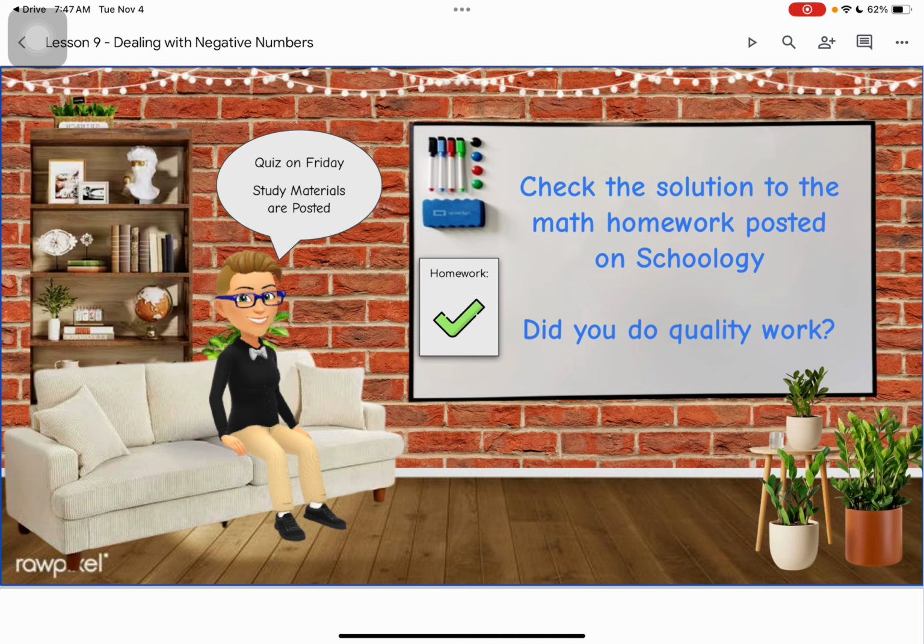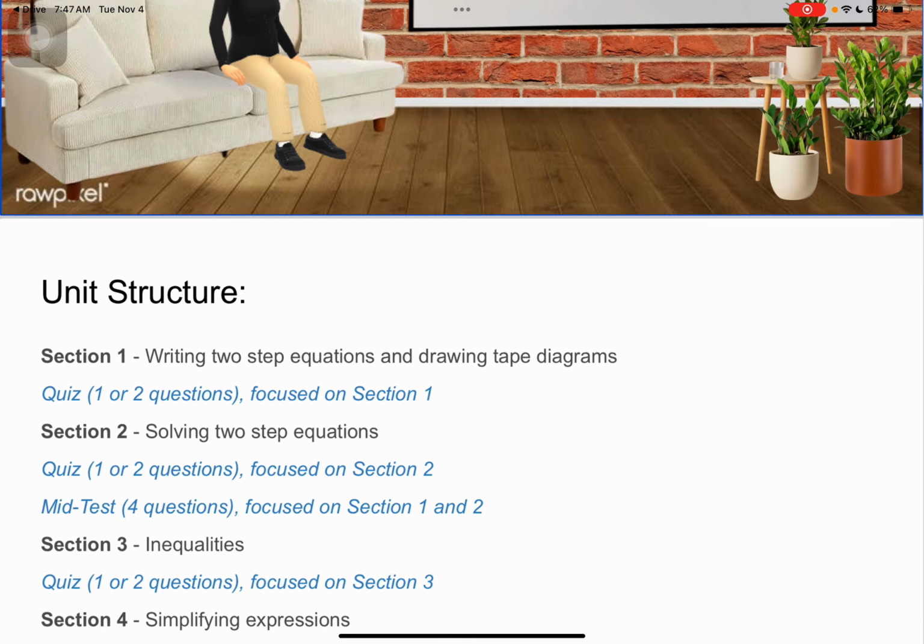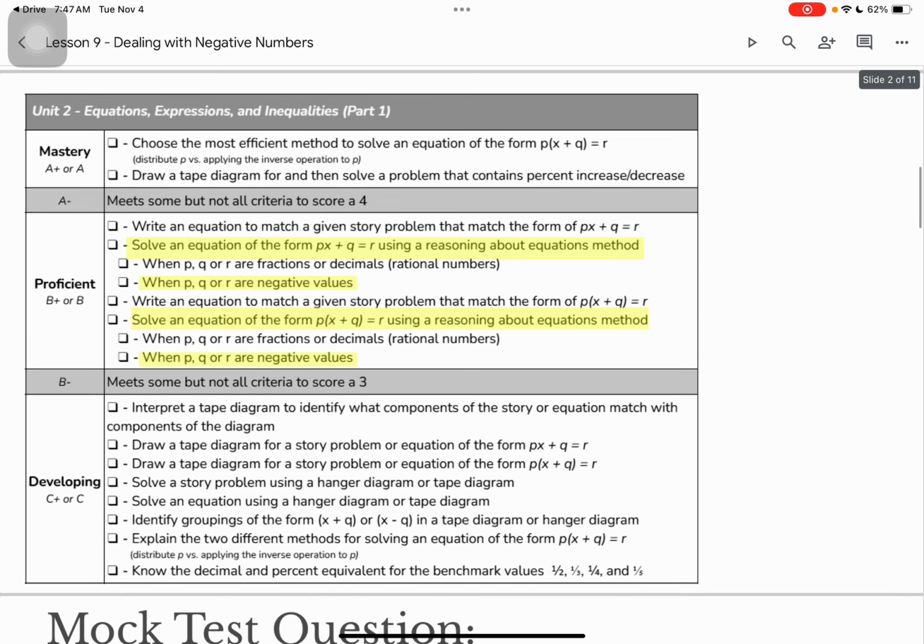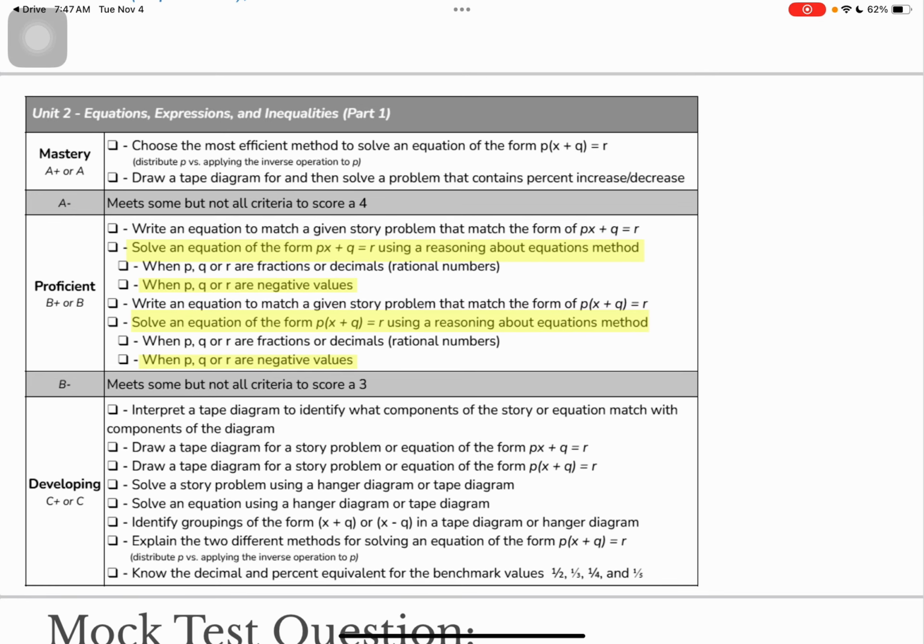We do have a quiz on Friday. 7-3, I don't believe I've talked to you about this yet, but I will talk to you about it when we get back. Today, you're going to be focusing on solving equations of both forms, specifically when there's negative values involved.